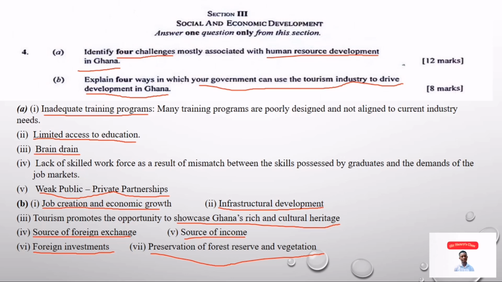It is a way of generating income to the government to develop the country. Foreign investment and also preservation of forest reserve and vegetation.